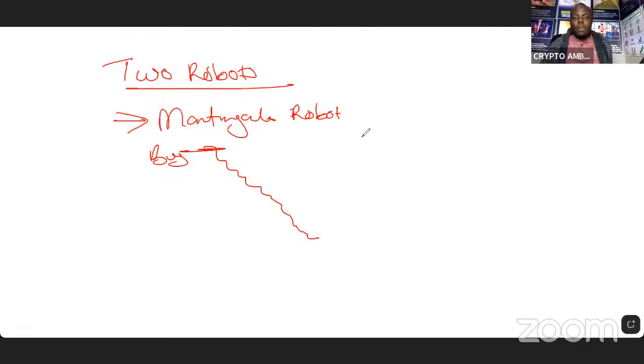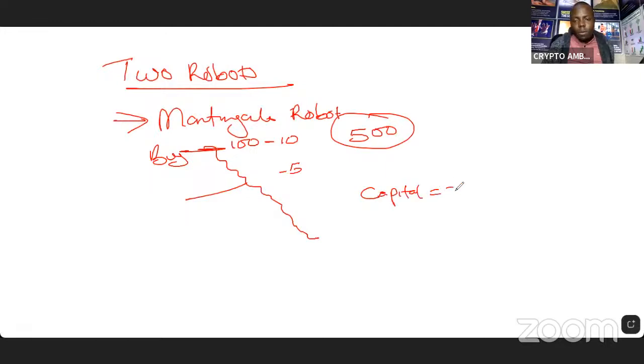Let's use an example. Let me say I have $500 as my capital. I start here with, let me say, $100 and I buy. When the price of this coin is $10, then the market drops to $5. Here I had a capital of 500. I get in the first time with $100 when the price is $10.